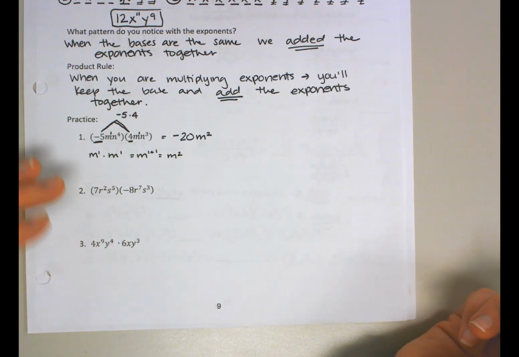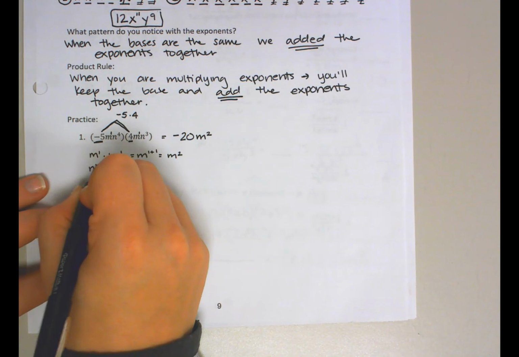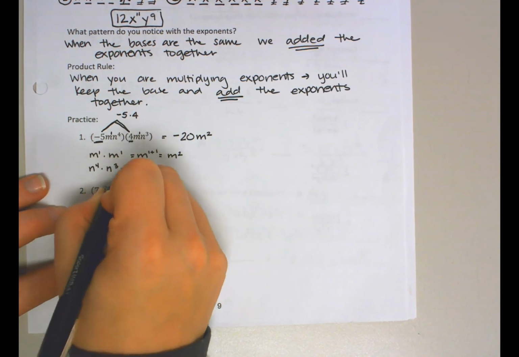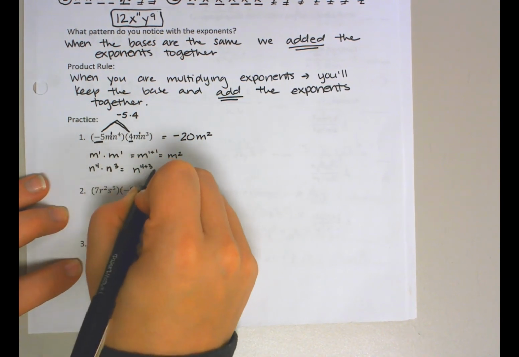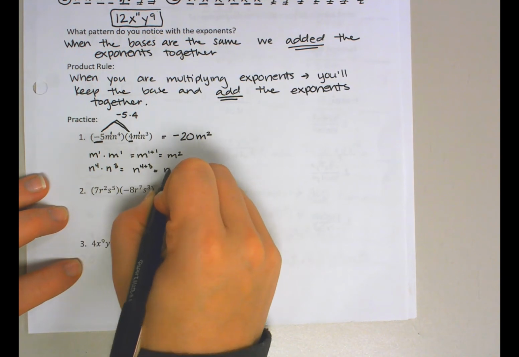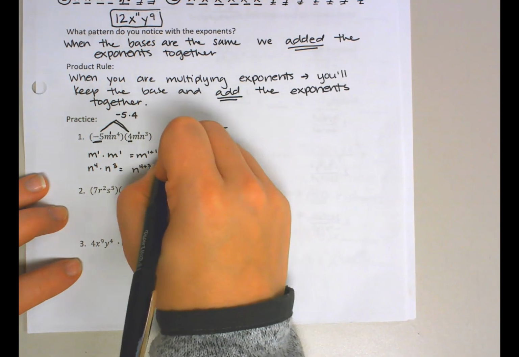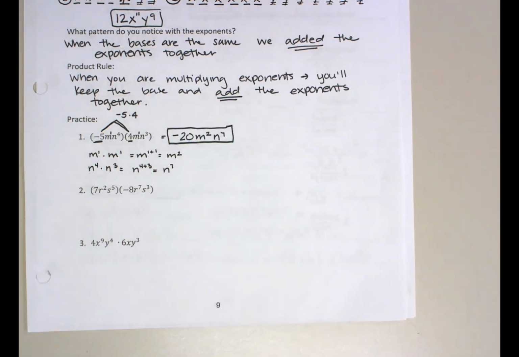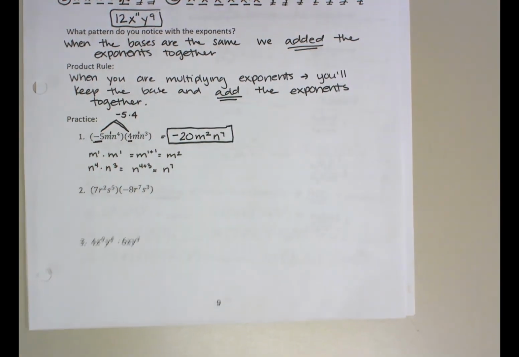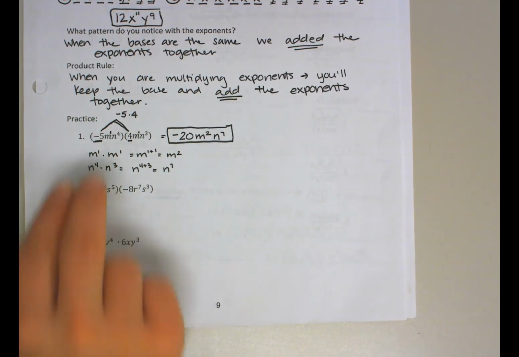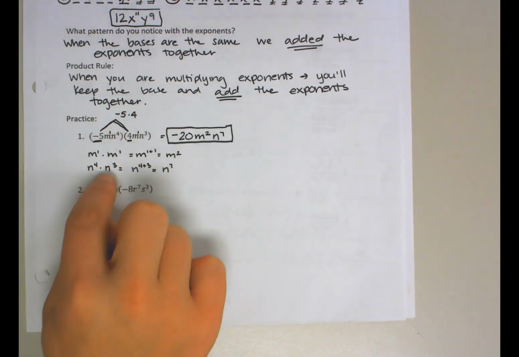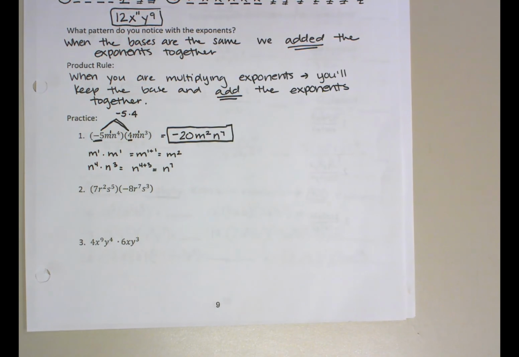Then I'm going to do the same thing with my n's. I had n to the fourth and n to the third. So I'm going to add my exponents together, which gives me n to the 7th. And so that will be part of my answer. So my final answer is negative 20, m to the 2nd, n to the 7th. I multiplied the front numbers, but then I added my exponents for both my bases.